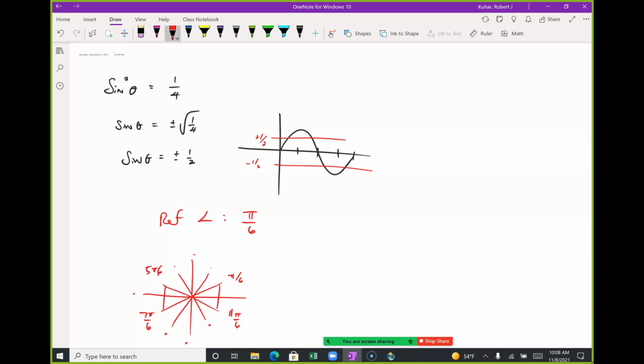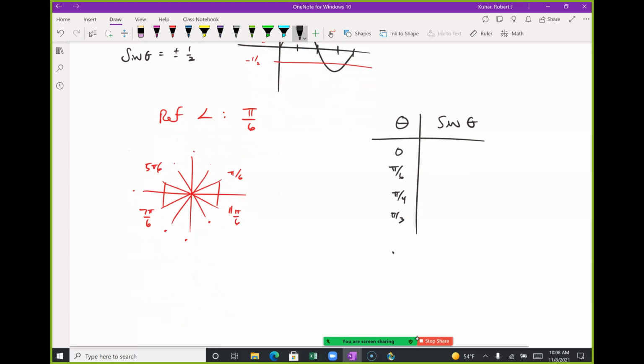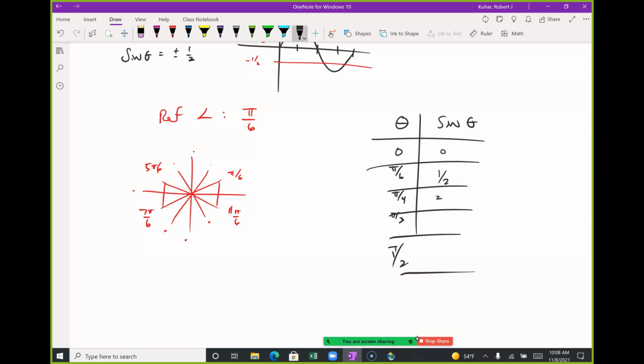Professor, I'm missing something. How did the reference angle come to pi over 6? I use my table. So sine theta: 0, pi over 6, pi over 4, pi over 3, pi over 2. And I have square root of 0 over 2, square root of 1 over 2, square root of 2 over 2, square root of 3 over 2, square root of 4 over 2. And so there's my reference angle. When is sine 1/2? When theta is pi over 6.